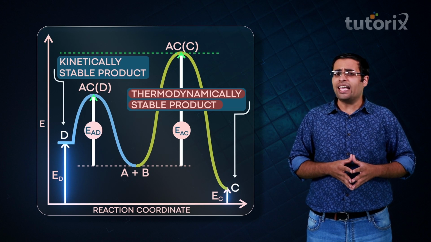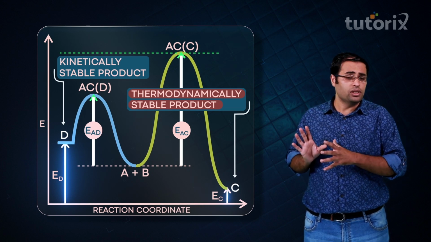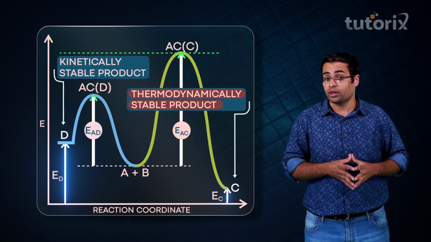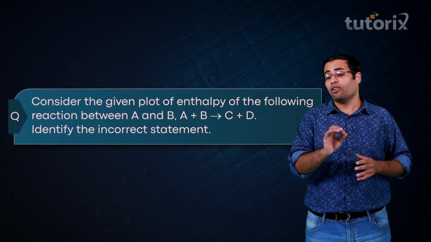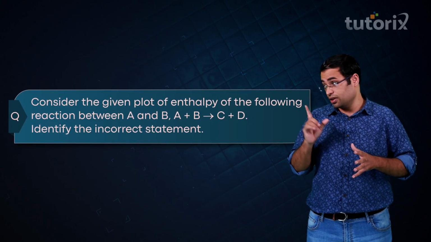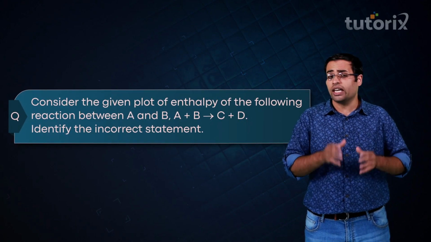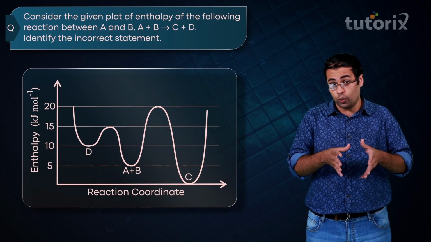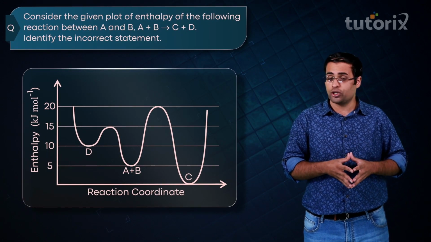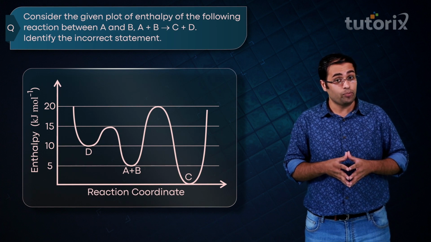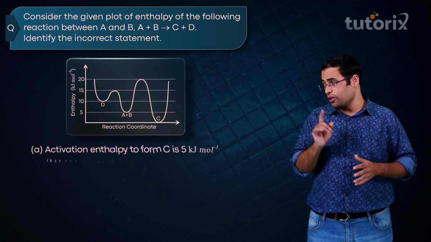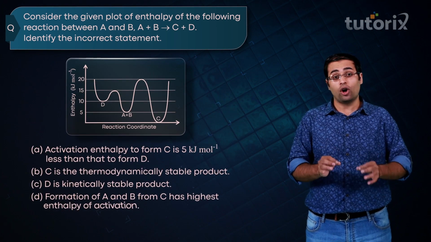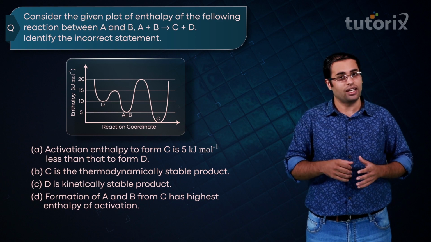Now let us apply these principles to solving a question. If you carefully have a look at this question, you will notice that we have been given an enthalpy diagram for a reaction where A and B lead to the formation of products C and D. And we have been given 4 statements. And we have to find out which of these 4 statements is incorrect.